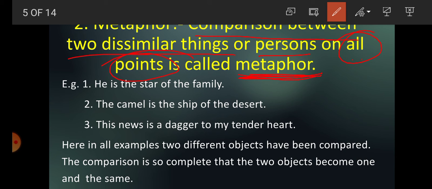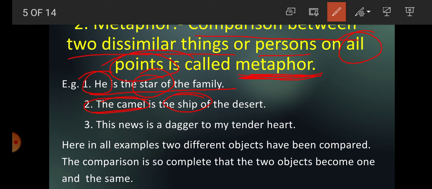For example, he is the star of the family. So students, how is he compared with stars? He is the star of the family. So he is as the star in the family. So the quality of star and he is similar. Second one, the camel is the sheep of the desert. So camel is compared to what? Sheep. So camel and sheep, all the qualities are similar.